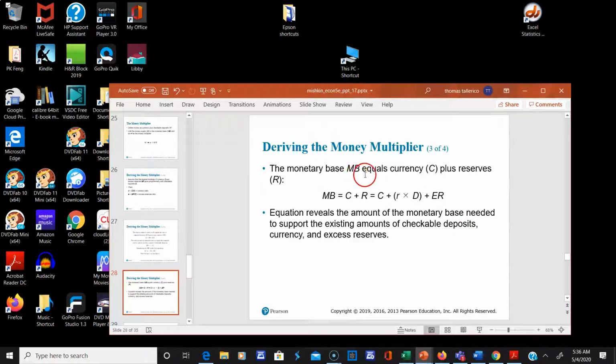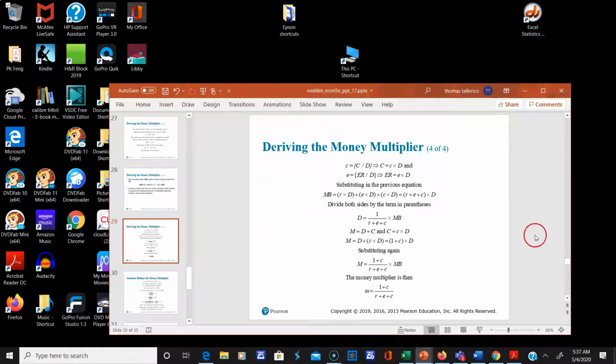So then the monetary base M will equal the currency, as we saw, plus reserves, equals C plus r times D plus ER. So this will tell you the amount of monetary base needed to support any existing amounts of checkable deposits, currency, and excess reserves. So this is pretty much the defining equation for the monetary base here. So here's all the equations, and they go through some simple math here.